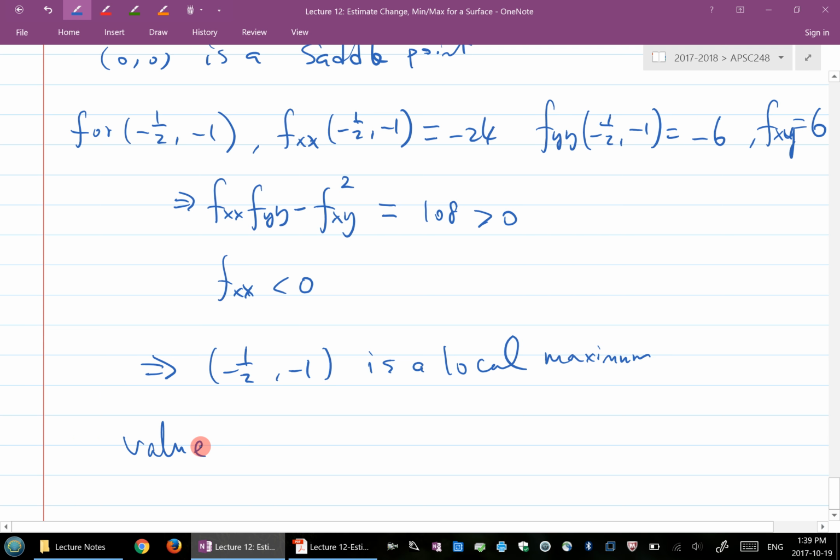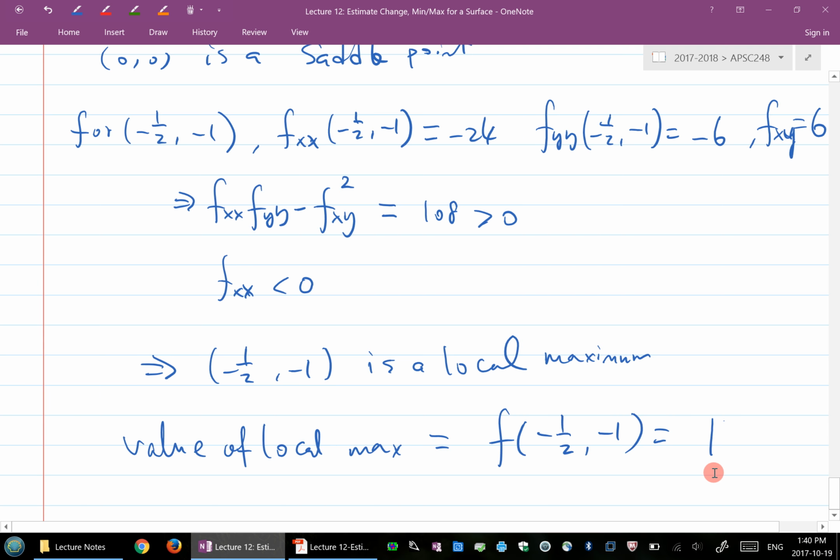Absolutely, yeah. Right. So plug it into... So basically, the value of the local max equals f. Plugging this value into the original function, the original function is given on the top. You calculate, you get 1. So your local maximum value is 1. Okay. For the saddle point, you don't have to.